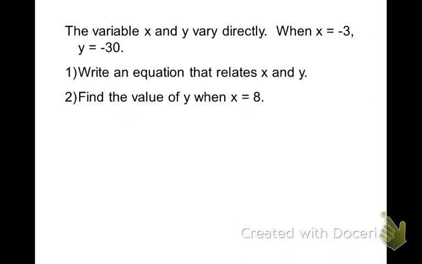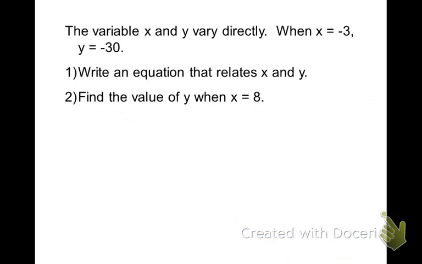So here's the kind of problem that you'll have in your homework today. The variables x and y vary directly. When x equals -3 and y equals -30, write an equation that relates x and y. And after you write that equation, find the value of y when x equals 8.